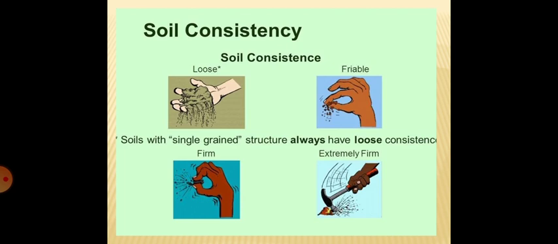By this figure, we can observe the soil consistency: loose, friable. Soil with single grained structure always has loose consistency.